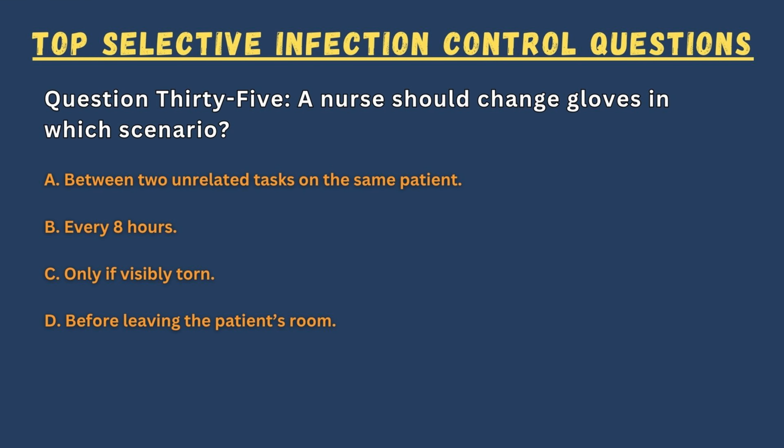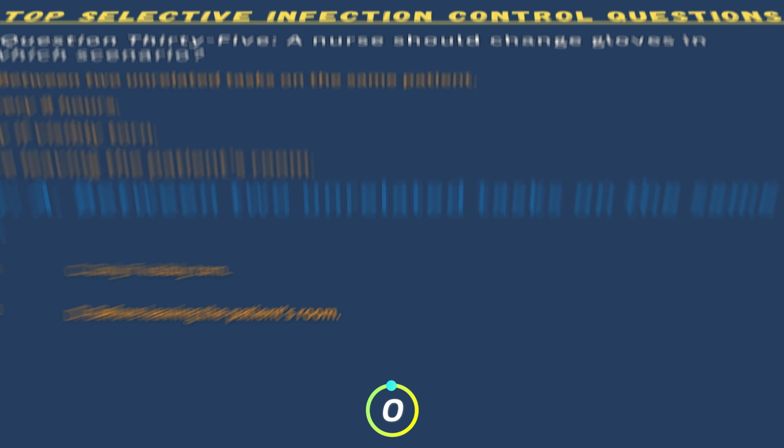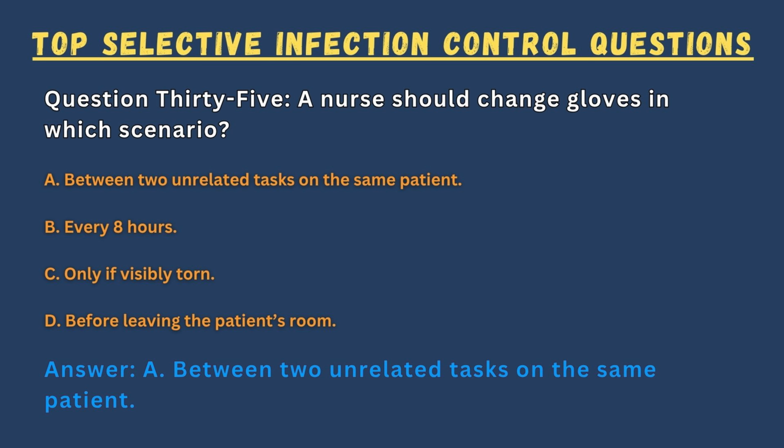Question 35. A nurse should change gloves in which scenario? A. Between 2 unrelated tasks on the same patient. B. Every 8 hours. C. Only if visibly torn. D. Before leaving the patient's room. Answer: A. Between 2 unrelated tasks on the same patient.